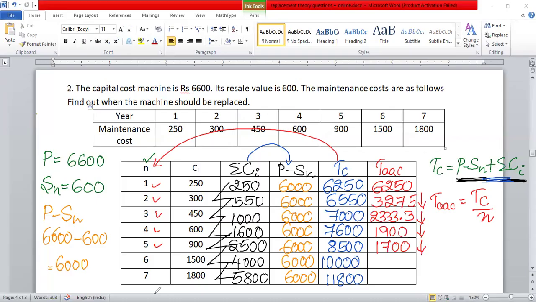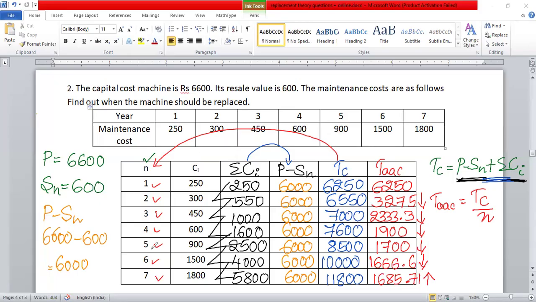10,000 divided by 6 is 1,666.6. Okay, decreases. The last one, 11,800 divided by 7, so 1,685.71. Okay, increases. Guys, identify the last column, which is the last minimum.